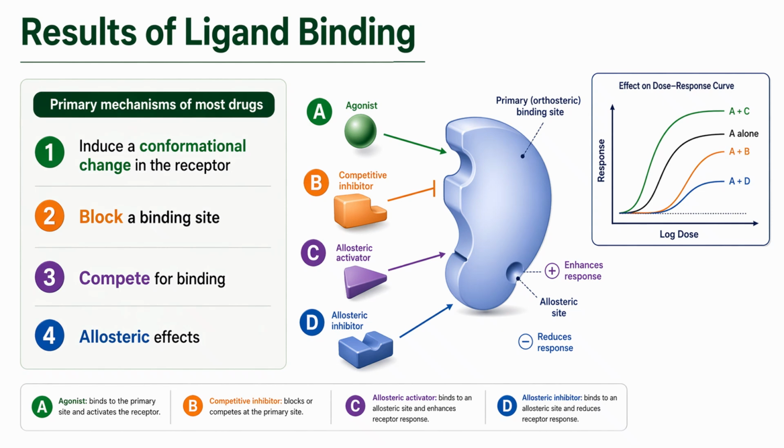So, the takeaway from this section is that receptor physiology helps explain both therapeutic benefit and side effects. And once you understand receptor type and receptor interaction, many drug effects become much easier to predict.